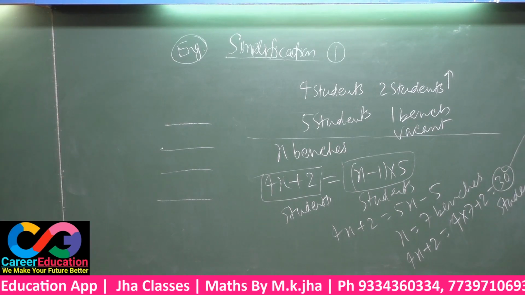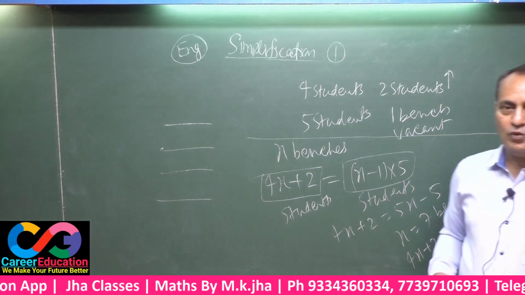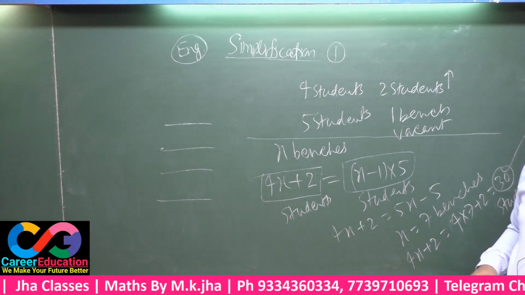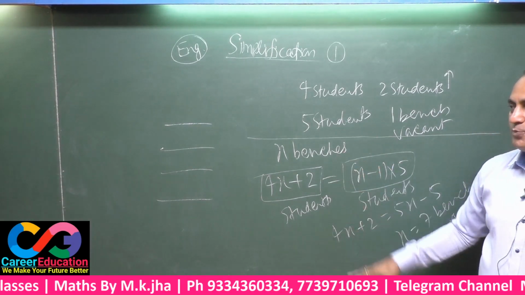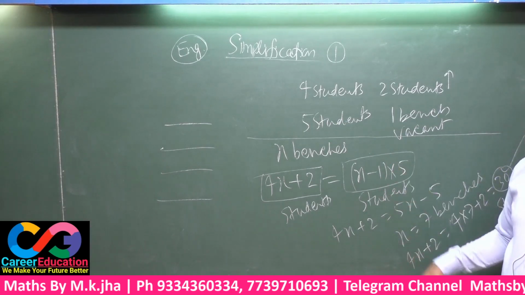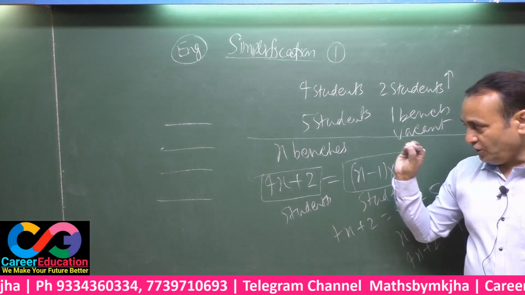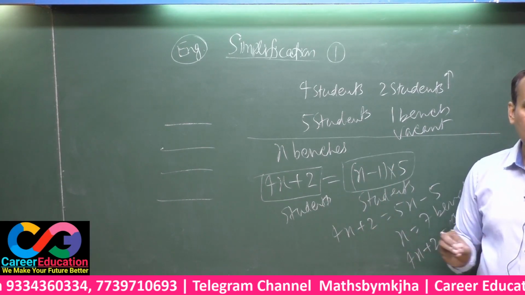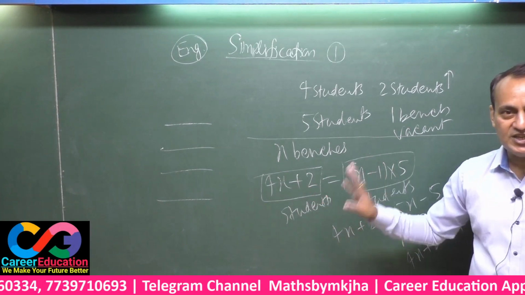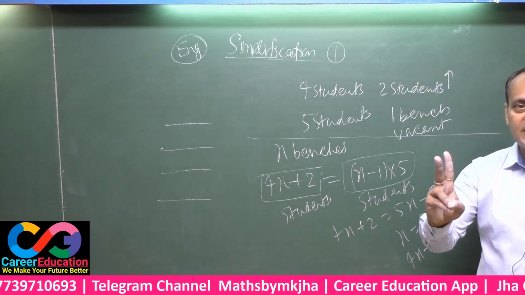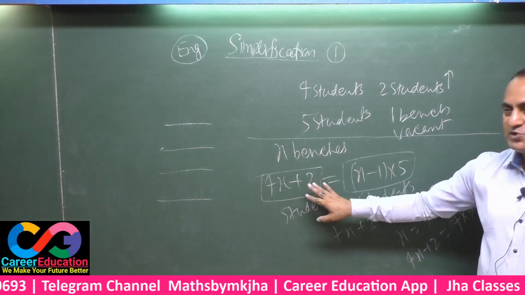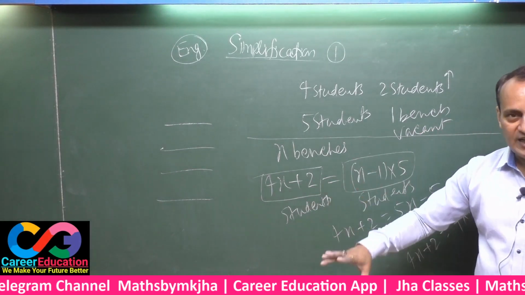That means in such types of questions, you will have to go through the basic method only. In the basic method, you have to suppose the number of benches. Suppose x benches are there in a classroom. Certainly, on each bench 4 students are sitting. So 4x students are sitting, but 2 students are remaining standing in the classroom. That means 4x plus 2 students are there in that classroom.